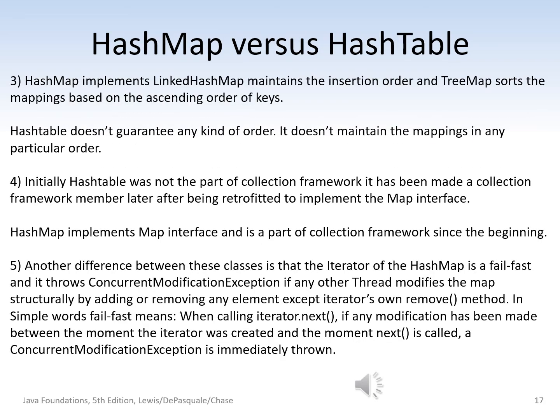Hash map implements the linked hash map, and it maintains the insertion order, and tree map sorts the mappings based on the ascending order of the key. Hash table does not guarantee any kind of order. It doesn't maintain the mappings in any particular order.